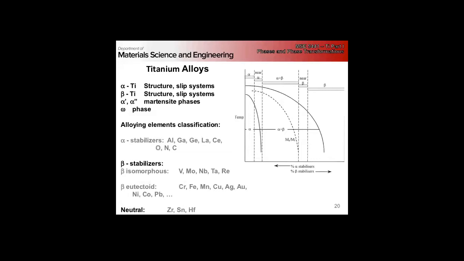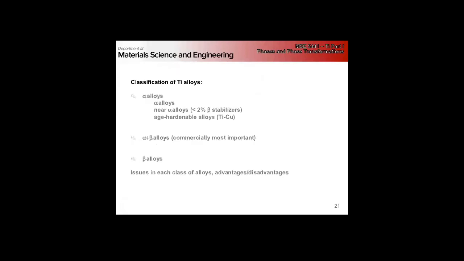The important ones to know the effect of are going to be aluminum and the interstitials, vanadium, molybdenum, titanium, and chromium, iron, manganese. If you know the effects of those elements, you're going to be good. Just as before, we're going to classify these as either alpha alloys, near alpha alloys, age hardenable titanium-copper, which is basically think GP zones. The behavior of these, we're going to see a lot of the same sorts of things coming up. The alpha plus beta alloys, these are the important alloys.